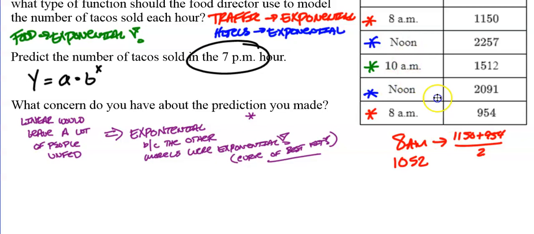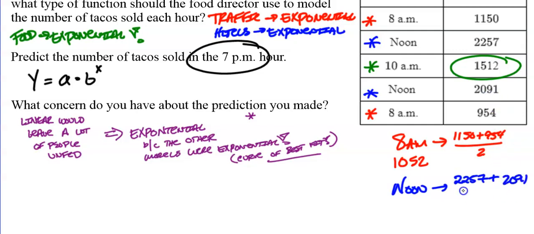Then for noon, we have 10 a.m., which is easy. We only have that one. So for noon, the average is going to be 2257 plus 2091, looking for the number that's in between to give us this one. So we got 2257 plus 2091. Divide that by 2, and we get 2174. And so that's what we got there.